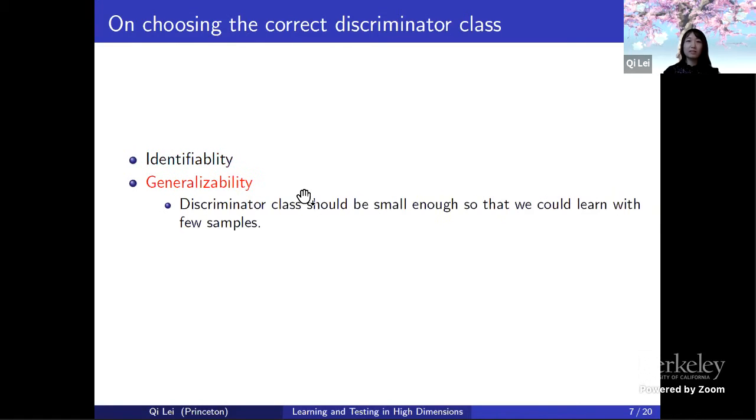And second, the discriminator class. To have enough identifiability power, all Lipschitz-1 functions are naturally enough, but that's not what we want. It should also be small enough so that we can learn with fewer samples. So we want to attain generalizability.